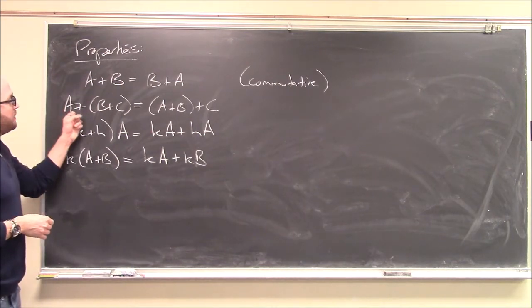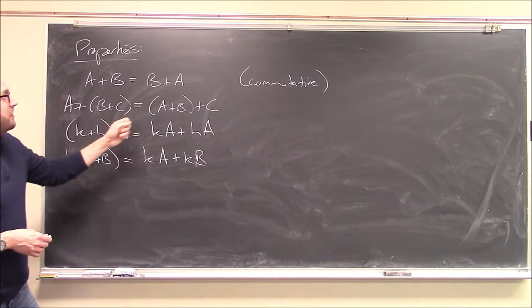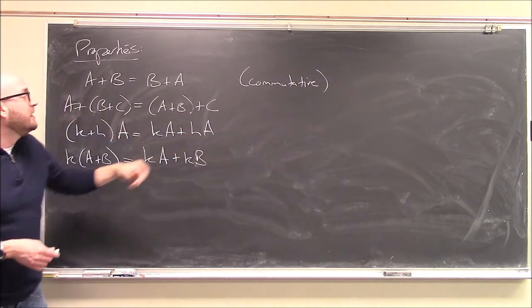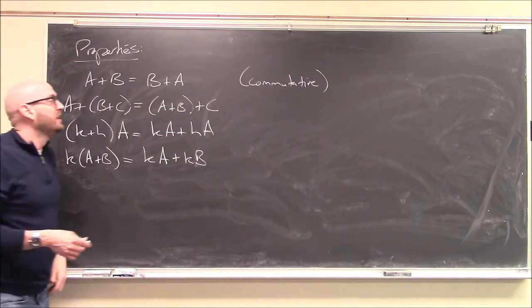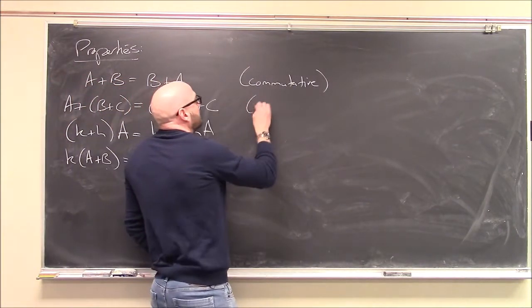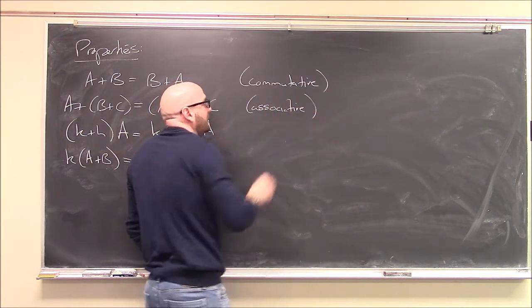Next one, A plus (B plus C). So you add B plus C together first and then add them to A. That's the same as doing A plus B and then adding to C, so it doesn't matter which one you do first. So addition is very nice, and of course we have a name for this as well. This is associativity, so addition is associative.